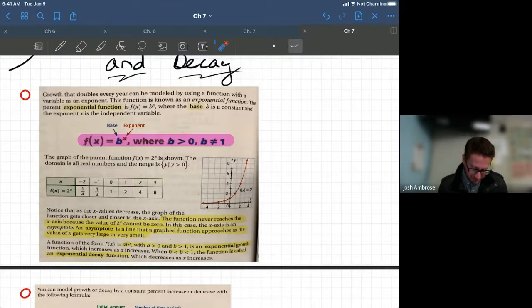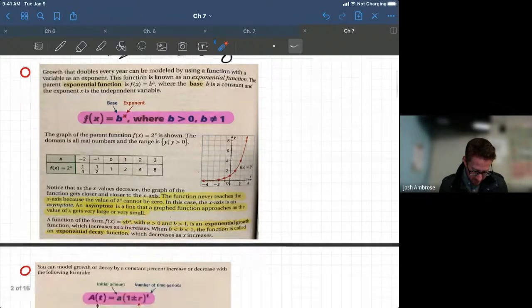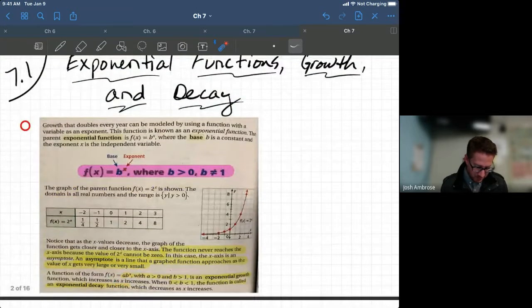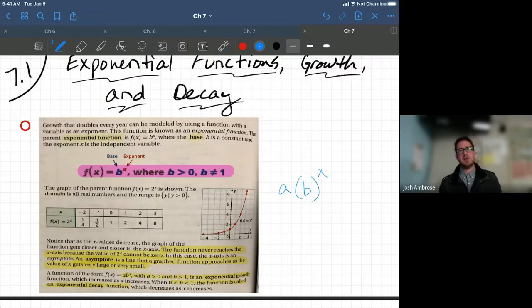The next thing we have to zone in on is this part for exponential growth. Your a value is what is in front. It's probably easier to think of it this way: your a value, then your b value, and then your exponent, x. So a needs to be bigger than 0, that's this value. B needs to be bigger than 1. If both of those things are true, you're going to create an exponential growth.